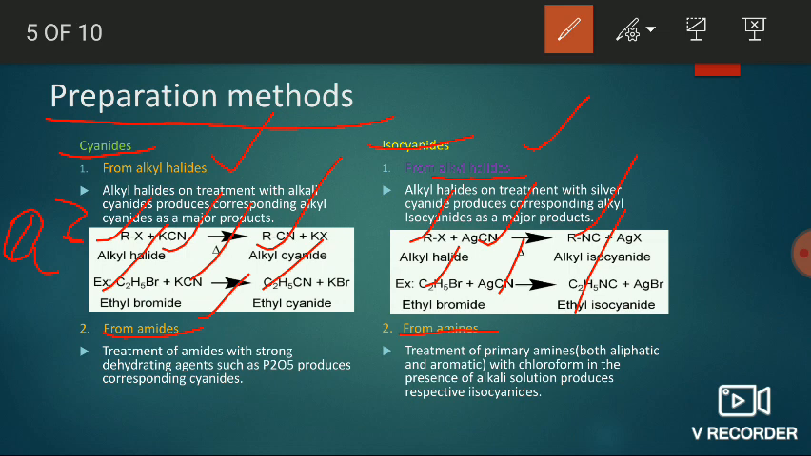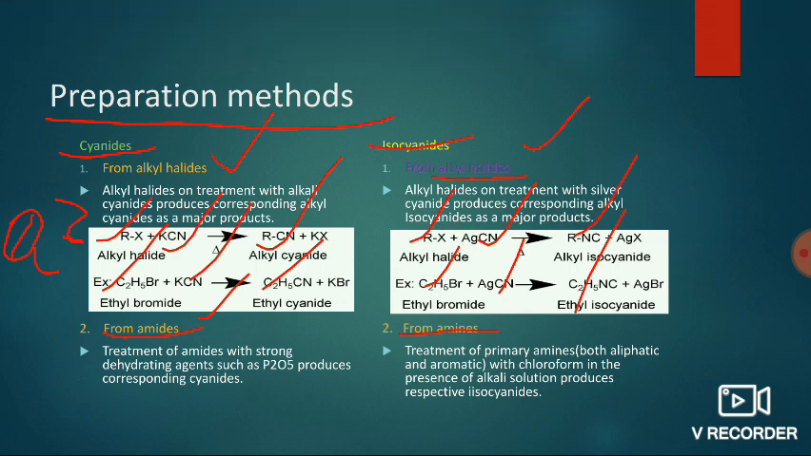Okay, there are three types of amines mainly: primary, secondary, tertiary. Here, in order to prepare isocyanides, we have to take only primary amines. Don't take secondary or tertiary amines. Only primary amines undergo reaction with chloroform in the presence of alkali solution to form the corresponding isocyanides or carbylamines. The primary amine may be aliphatic or aromatic, both. That is, aliphatic as well as aromatic primary amines undergo reaction with chloroform in the presence of alkali solution to form corresponding isocyanides or carbylamines or isonitriles.